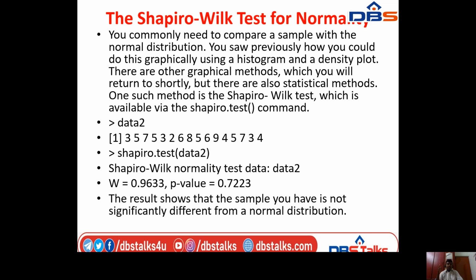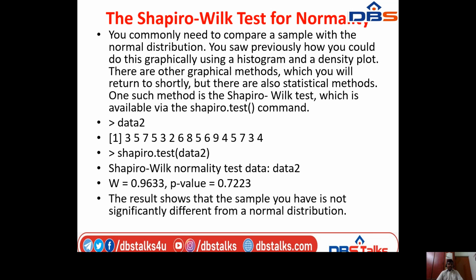You saw previously how we could do this graphically using the histogram and density plots. There are other graphical methods which we will return to shortly, or we can use statistical methods. One way is the Shapiro-Wilk test. It is used to test whether the given data is normally distributed or not.